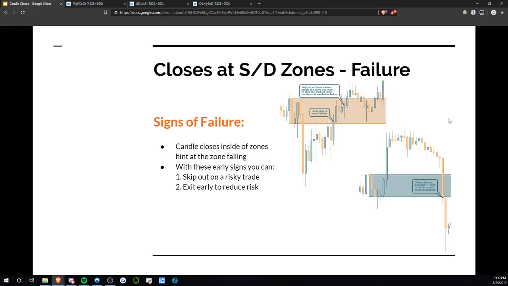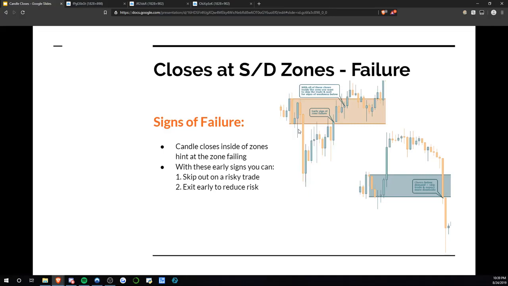So here we have just failures, supply and demand zones just failing, basically. A few signs of a failure is basically a candle close inside of a zone.